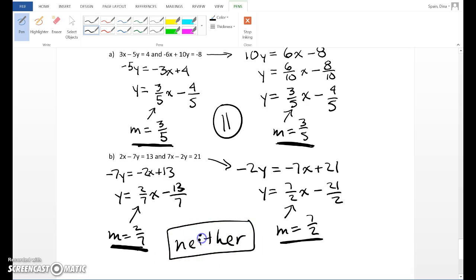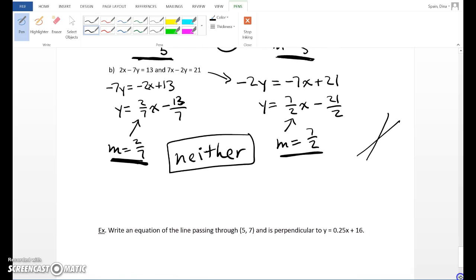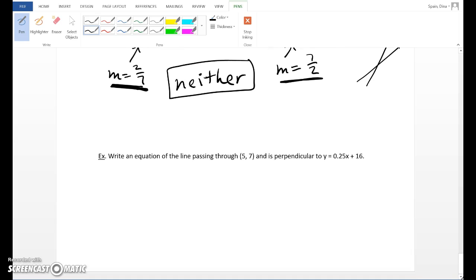These are not perpendicular. They're not parallel. They're just two lines with positive slopes. Neither parallel nor perpendicular. Good. I thought I had one more. Yeah, I do. I got it right down here. I just hope I have enough room. I think I do. Last one.